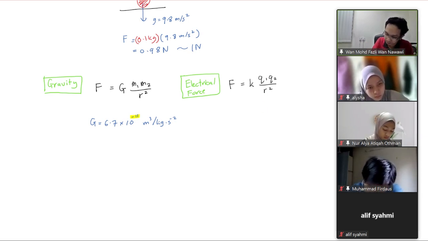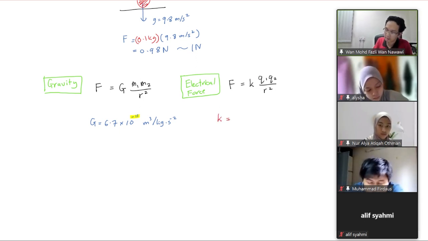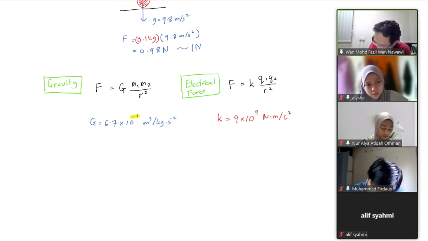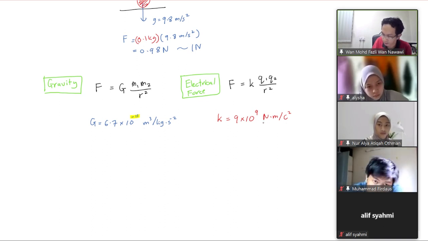If you see the K here, it is around 9 times 10 to the power of 9, Newton meter squared over C squared. You don't need to know how to derive that. There are some derivations, but you don't need to know them. What I want to point out here is this.